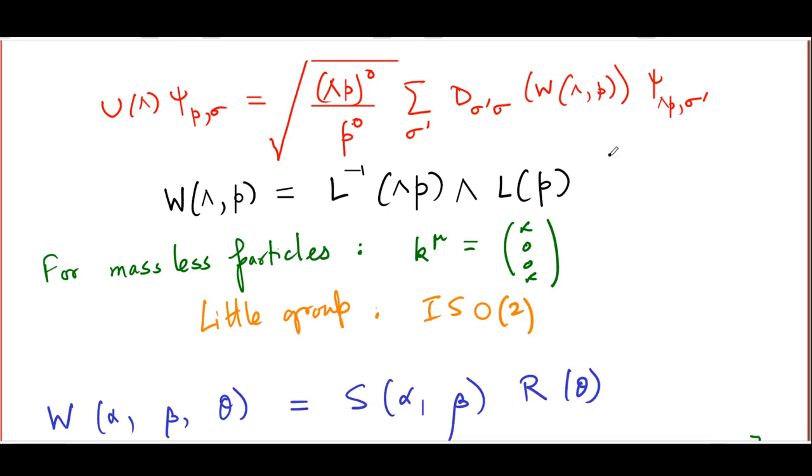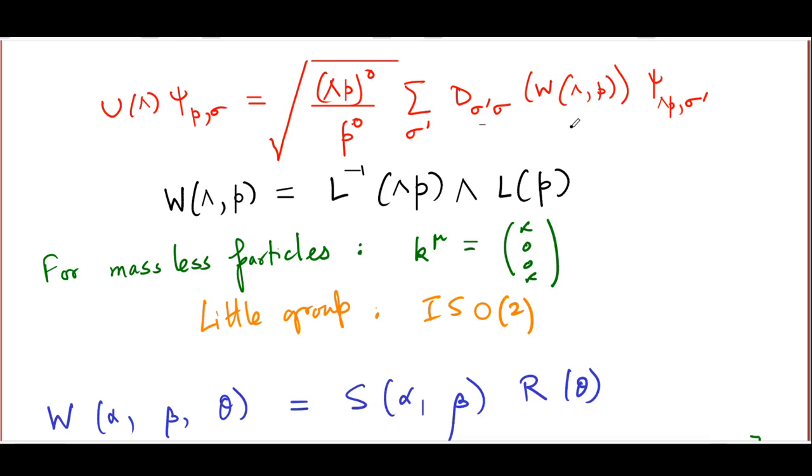But what is absolutely important is this set of coefficients, D_{σ'σ}(W(Λ,p)), which are coefficients of ψ_{Λp,σ'} in this expansion, where of course you have a summation over σ'. Now W(Λ,p) is given by L⁻¹(Λp) Λ L(p), where L is a standard Lorentz transformation which takes a standard four momentum, which we have to choose case by case, to the particular four momentum we are looking at.